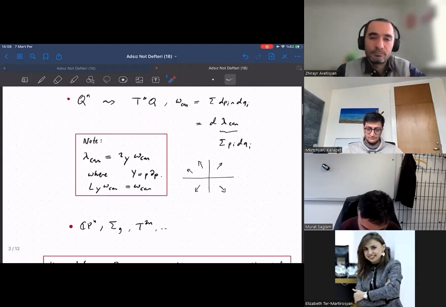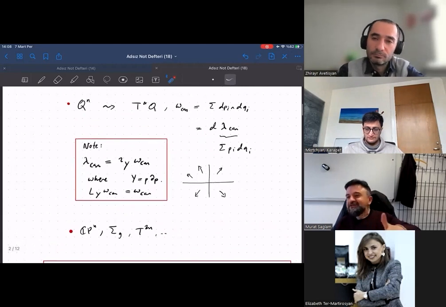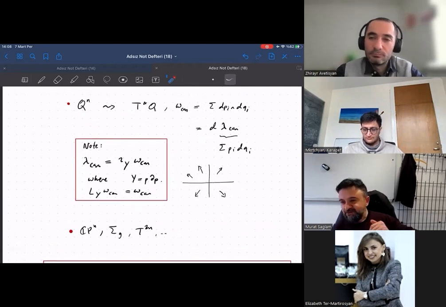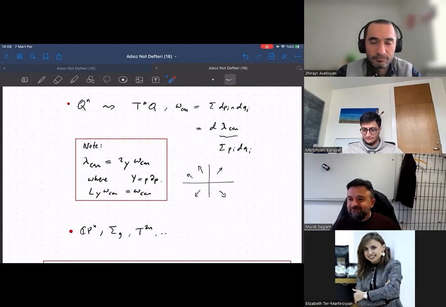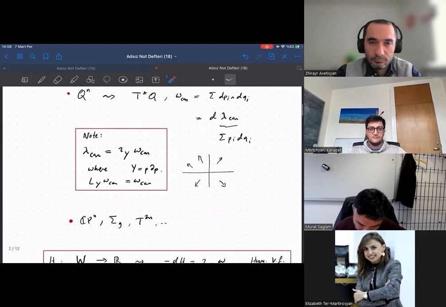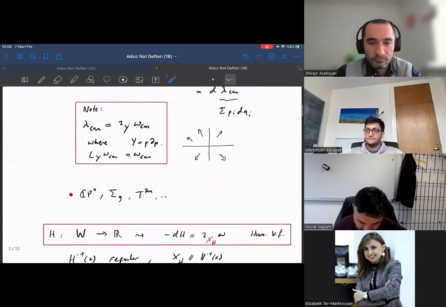Okay, so now on a symplectic manifold, you can always think of this symplectic manifold as the phase space. You can forget about the general notion of a general symplectic manifold, because for the rest of the talk, the symplectic manifolds that we are looking at will be phase spaces.